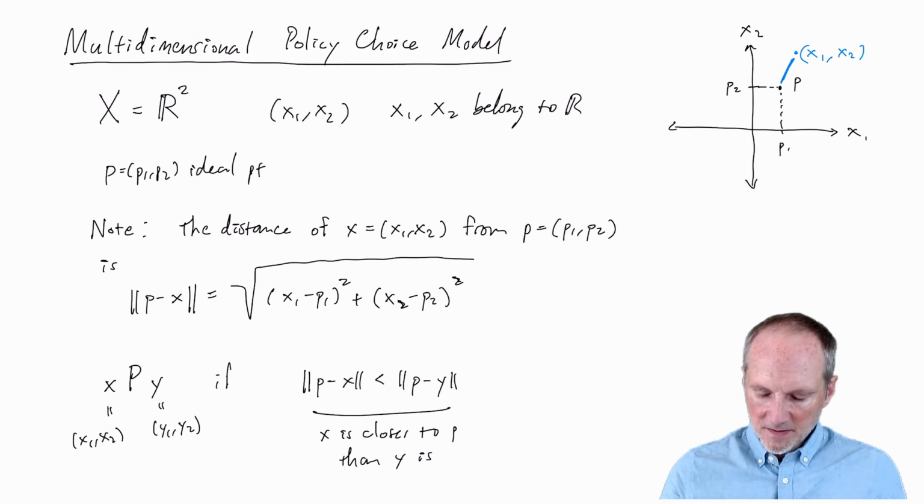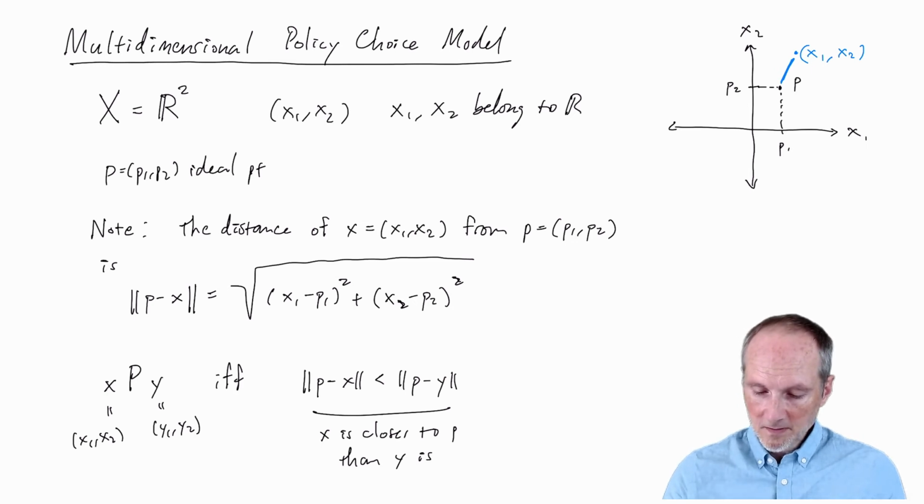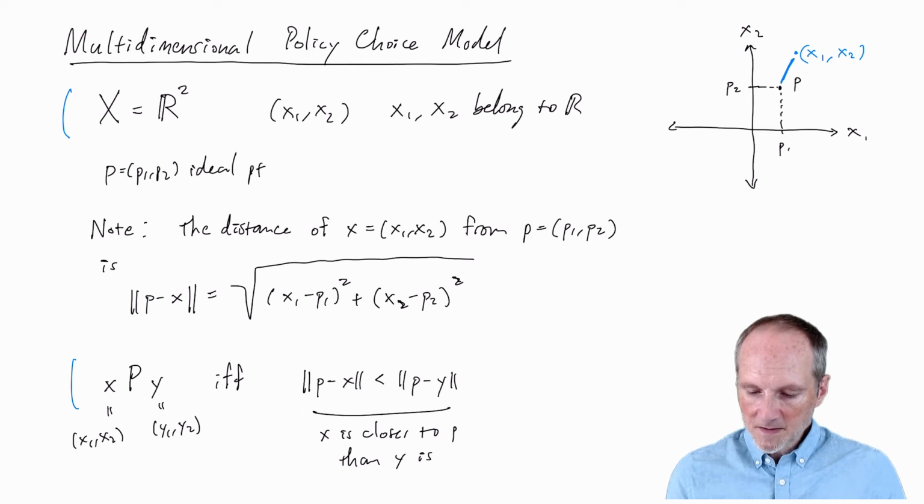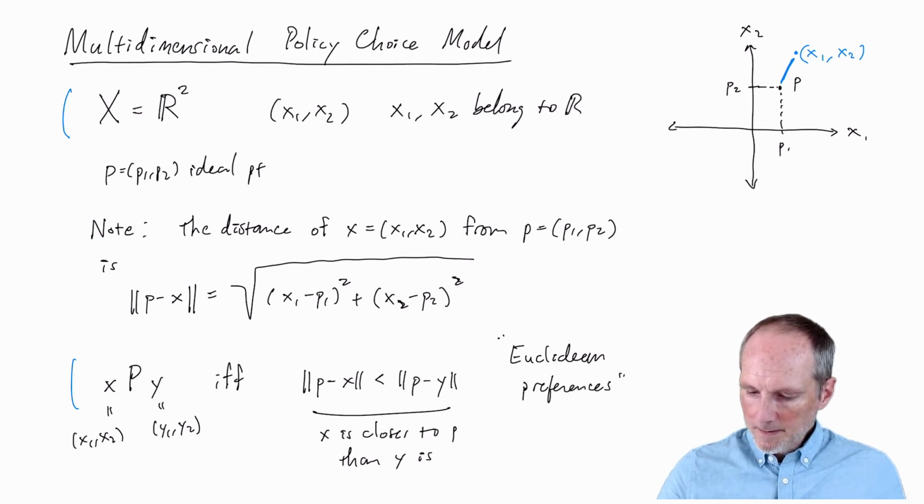This relationship is an if and only if, meaning that if X is preferred to Y, then it's closer, and vice versa. If X is closer, then it's preferred. All right. So we've defined what our policy space is, and we have our definition of preferences. We're going to call this, again, Euclidean preferences.